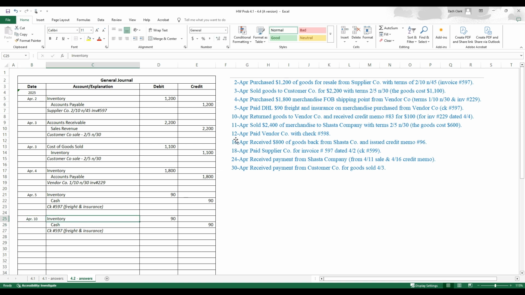Okay, on April 10th, we returned some goods to Vendor Co. and received a credit memo for $100.